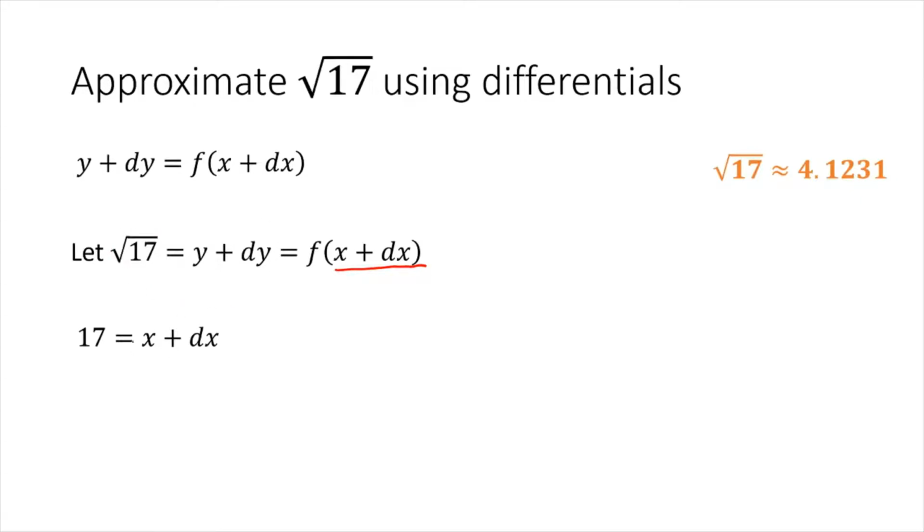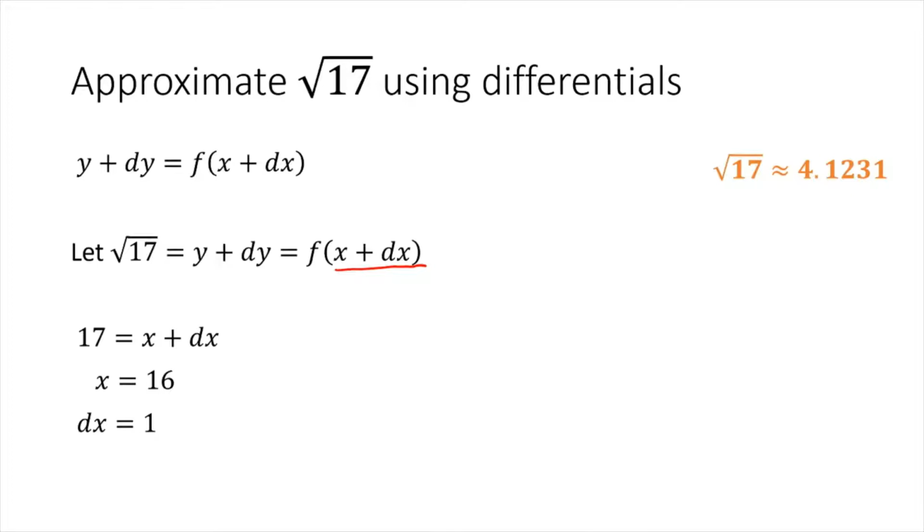So for this problem, x should be a perfect square number so that we can easily take its square root. And number two, it should be the nearest perfect square to 17, so that we can make dx as small as possible so as to get the most accurate approximation. The nearest perfect square to 17 is 16. Therefore x is equal to 16 and dx is 1. 16 plus 1 is 17.